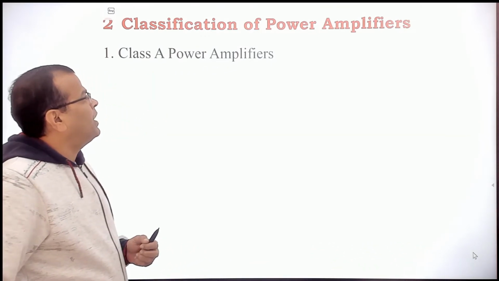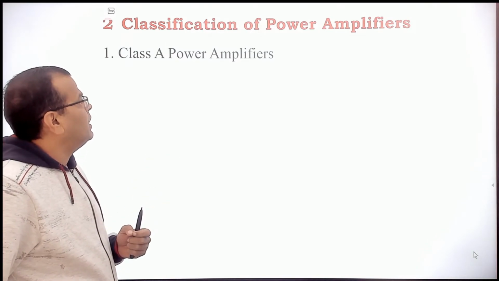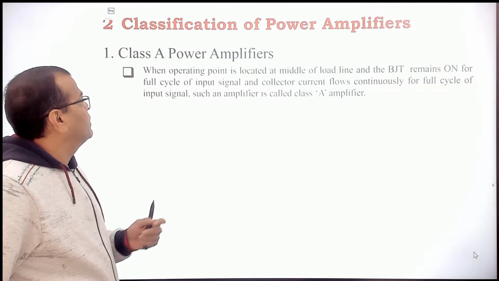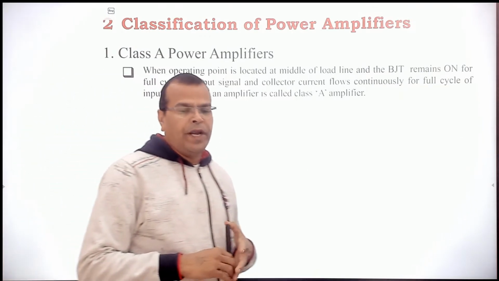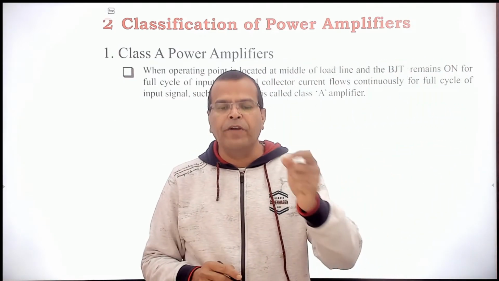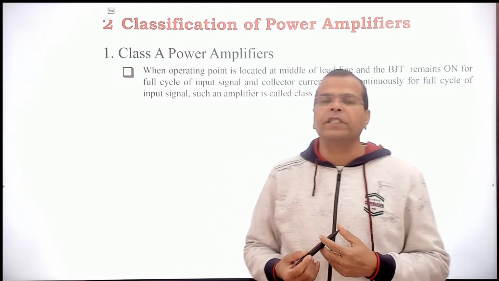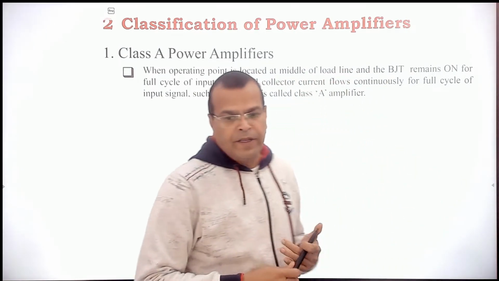So I will start with the class A amplifier first. There are bullet points for this amplifier. Remember, the class A amplifier is a linear amplifier. The operating point of the class A amplifier is located at the mid of the load line, and the BJT remains on for the complete cycle of the input signal, right?